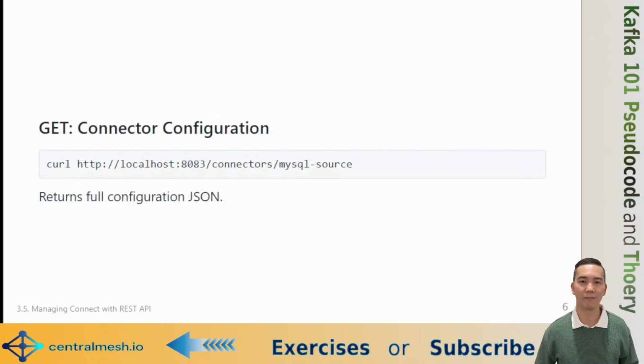If we need to inspect a particular connector, we can request its configuration. Instead of returning just the name, this endpoint returns the complete configuration JSON that Connect is currently using.